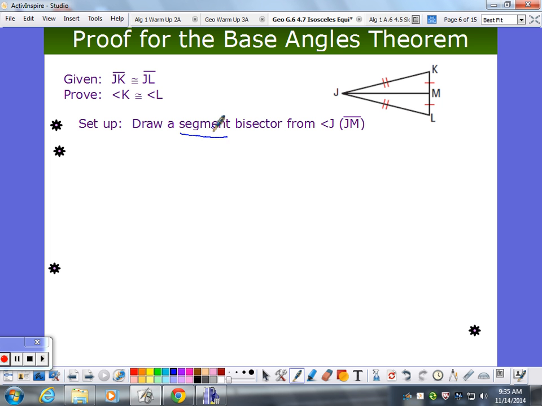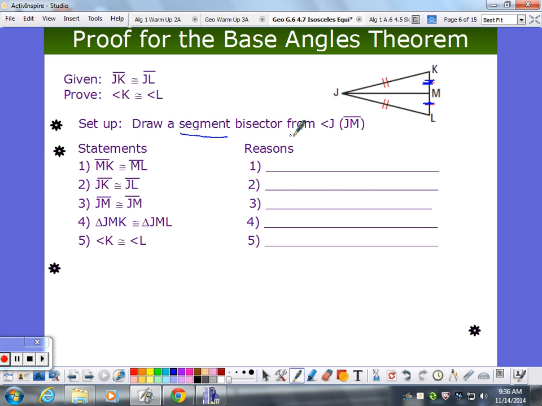So what does a segment bisector do? Yeah, what does it do, Amanda? It splits the segment into two congruent little segments. Yes. So here comes JM. Since it's a segment bisector, these are the congruent pieces being made. If it had been an angle bisector, you could say the angles are the congruent pieces here. So let's see. Now I'm going to say that MK and ML are congruent. You know, assume my givens were already set.